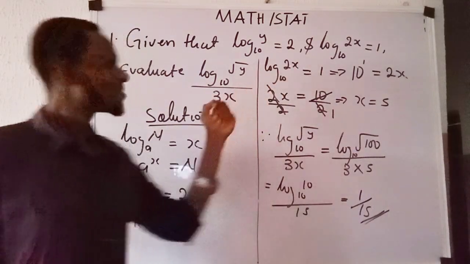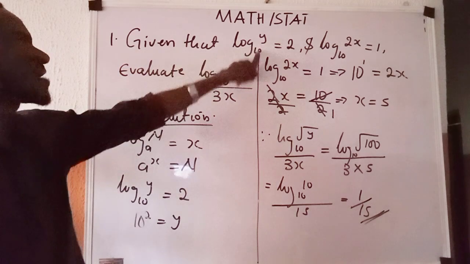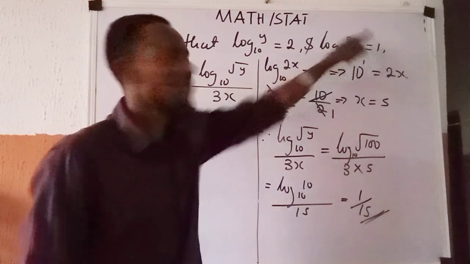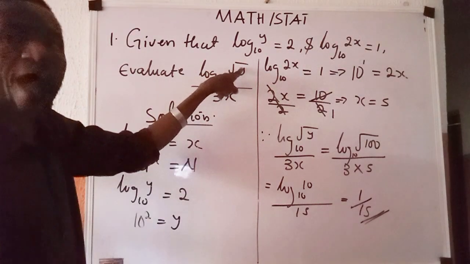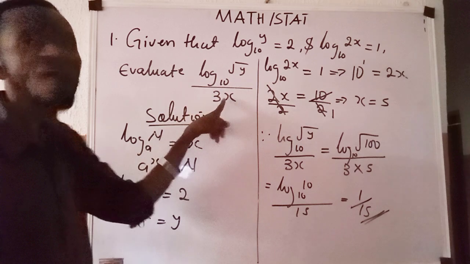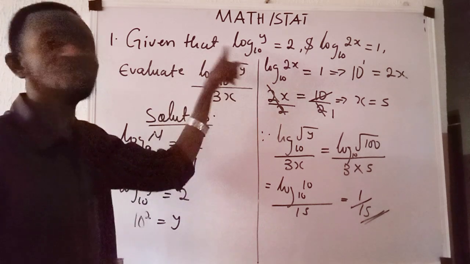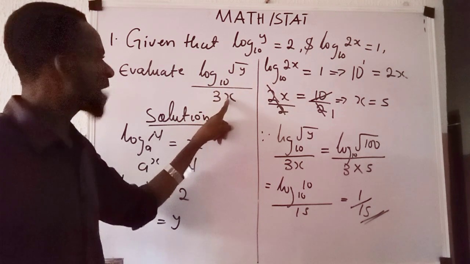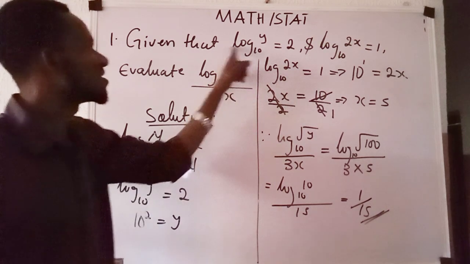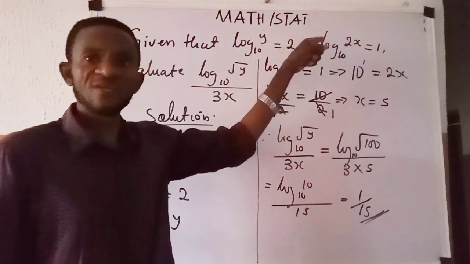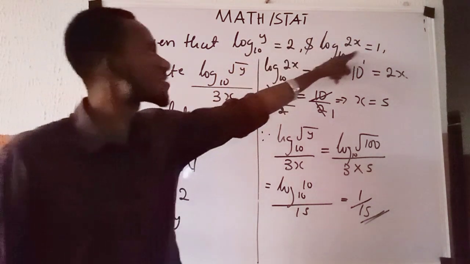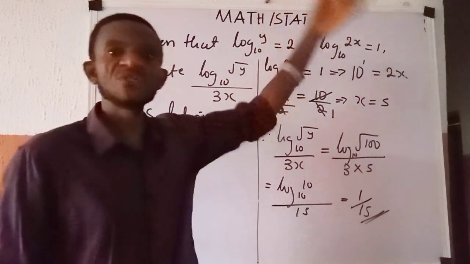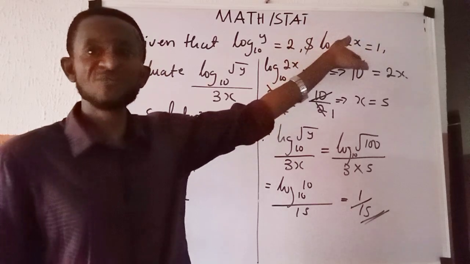As a recap quickly, I was asked, given that log y base 10 is 2 and log 2x base 10 is 1, evaluate log of root y base 10 all over x. You cannot evaluate this problem without knowing the value of y and x. You can obtain the values of y and x from the expressions given to you. To obtain them from these logarithms, I am going to transform these logarithms into indices.